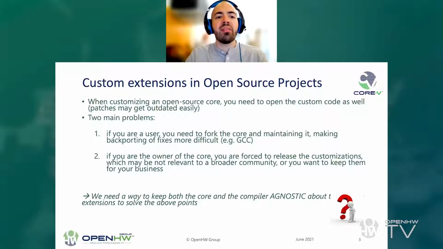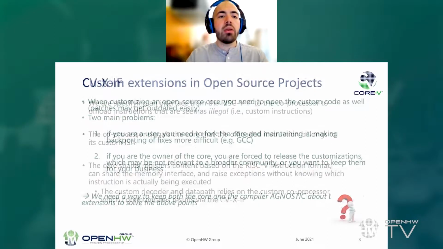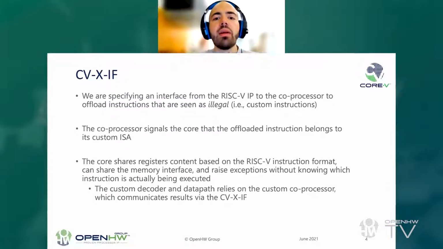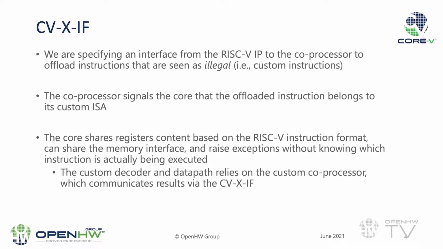The RISC-V ISA has some encoding space that is customizable, but it doesn't know anything about the custom extensions you are about to implement. And the same we want to do for the compilers and the CPU. So this is the reason behind the CVX interface, which is a hardware interface. So now we are talking only about the CPU. It allows your RISC-V IP to offload custom instructions to your coprocessor. The RISC-V IP doesn't know anything about your custom extensions because it's agnostic. Therefore, it will recognize the instructions as illegal, and it will offload the illegal instruction to the CVX interface.